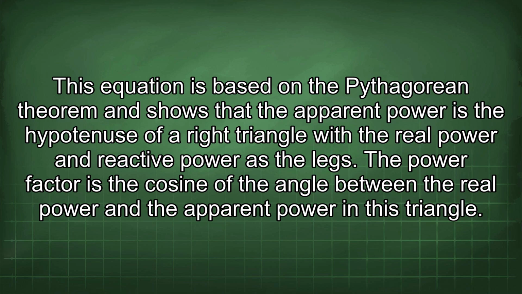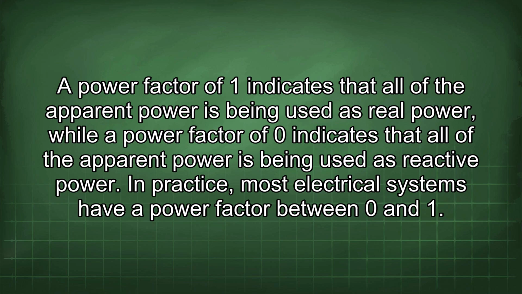The power factor is the cosine of the angle between the real power and the apparent power in this triangle. A power factor of 1 indicates that all of the apparent power is being used as real power, while a power factor of 0 indicates that all of the apparent power is being used as reactive power. In practice, most electrical systems have a power factor between 0 and 1.